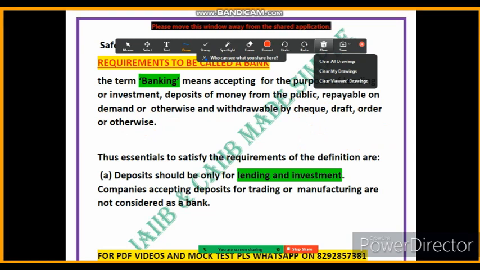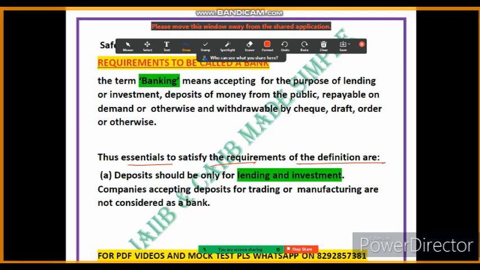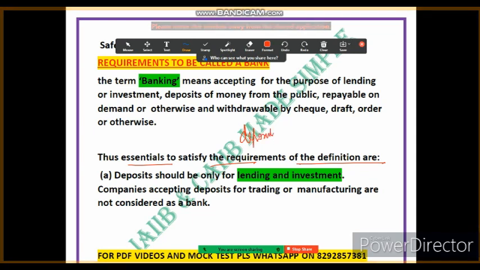Now the next topic that we have is deposits, or what are the essentials to satisfy the requirement of the definition. The first thing is deposits. What does it mean? The banks are primarily focused on using the deposited money for lending it to individuals. So whatever money is deposited, that money is used for lending.